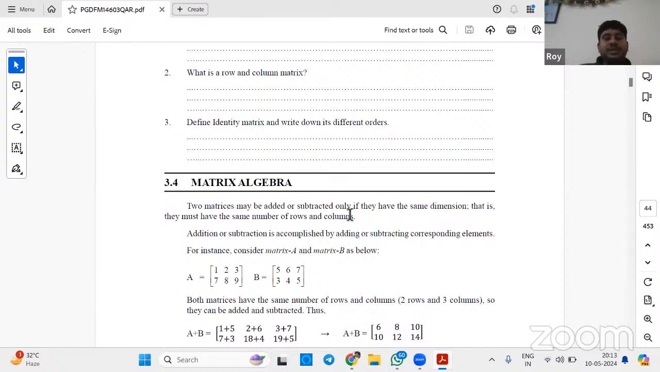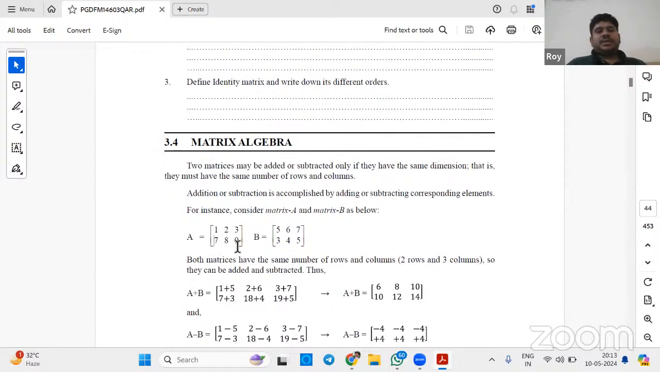Now, what is matrix algebra? Two matrices may be added or subtracted only if they have the same dimension. As I told you, either it may be 2 by 2, 1 by 1, or something like that. See, both should have the same dimension. That is, they must have the same number of rows and the same number of columns. How many rows are there in this A? Two rows. How many columns are there? Three. Very good. 3 columns are there. See, vertical things we should call columns. Horizontal things we call rows.